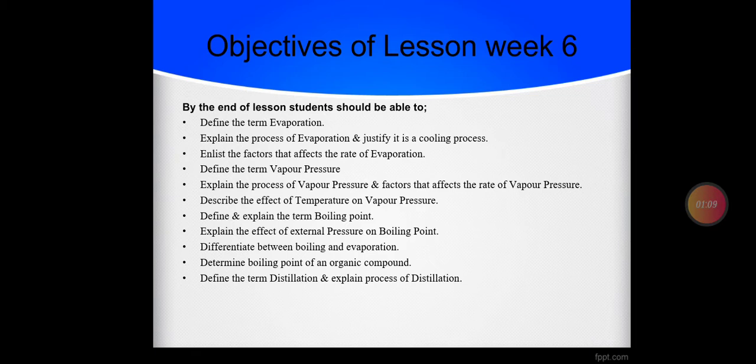Objectives of the lesson for week 6 are: by the end of the lesson, students should be able to define the term evaporation, explain the process of evaporation and justify it is a cooling process, enlist the factors that affect the rate of evaporation, define the term vapor pressure, explain the process of vapor pressure and the factors that affect it, describe the effect of temperature on vapor pressure, define and explain the term boiling point, explain the effect of external pressure on boiling point, differentiate between boiling and evaporation, determine boiling point of an organic compound, and the last but not the least, define the term distillation and explain the process of distillation.